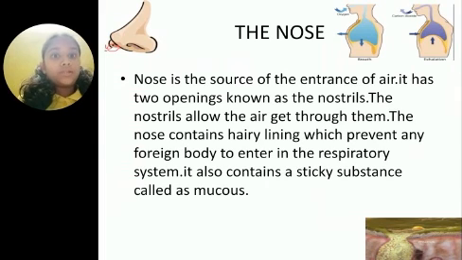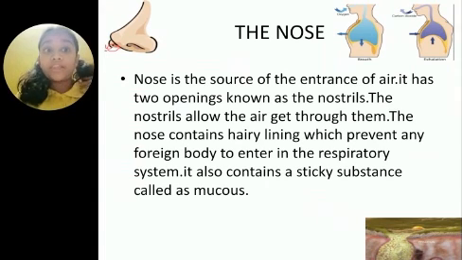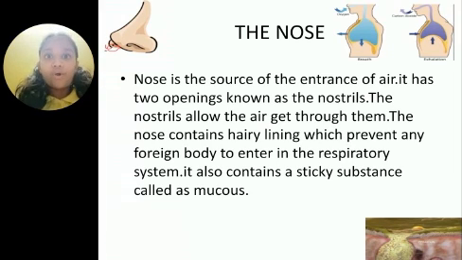Nose. The nose is the source of entrance of air. It is also known as the gate or the door through which air comes and goes out. The nose contains two openings known as the nostrils. The nostrils allow the air to get through them.